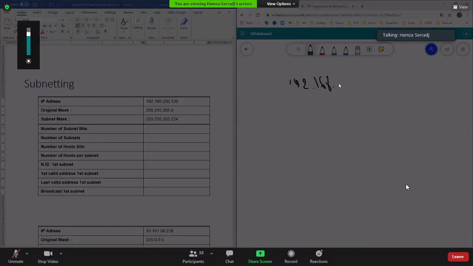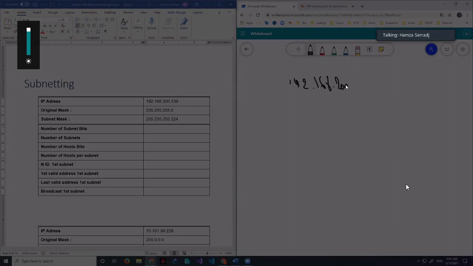168, 200, and 139. And he's giving some subnet mask. He's saying that this is the original one, and I have another one that's different from the other.